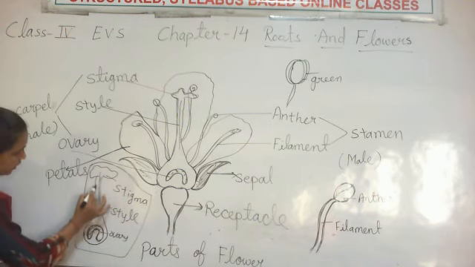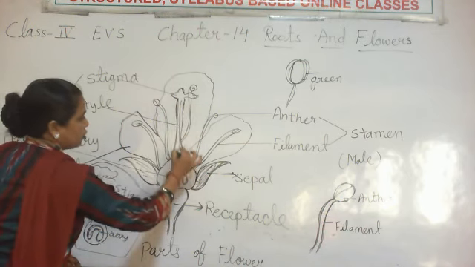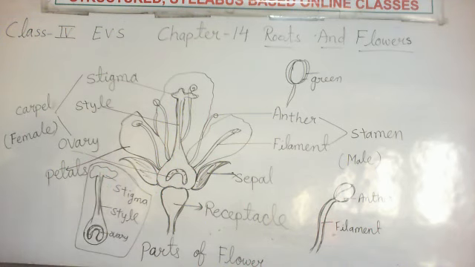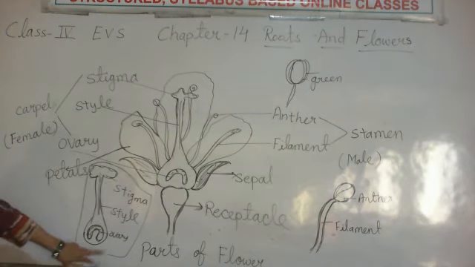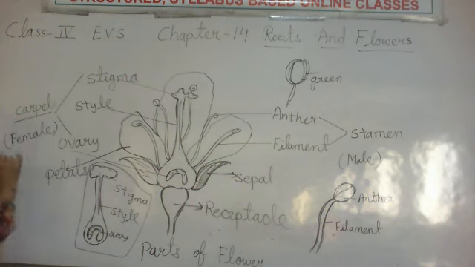Now after that, this tube-like structure. Look here. This tube-like structure is called style. Now the upper part is called stigma. And these three parts, ovary, style and stigma, come together and make the carpel. These names are given in the third line. Main parts of a flower: sepal, petal, stamen and carpel.